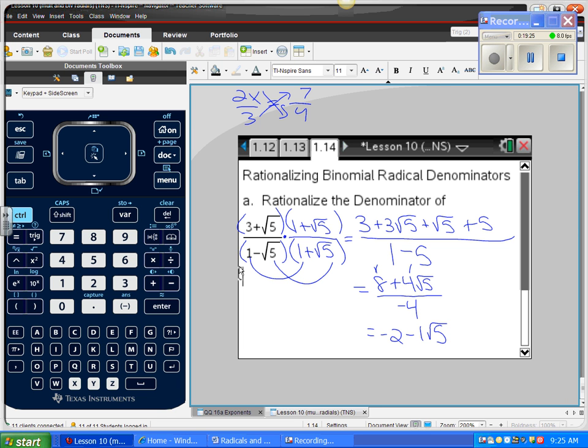Now, if I had something like 2 over radical 3, what's the conjugate of radical 3? Radical 3. So I'm just multiplying by itself, okay? This becomes 2 radical 3 over 3. So whatever the denominator is, that's it, always the same. And if it's a binomial, you switch that center sign, right? Okay, so try the next one, and then we'll go over it.